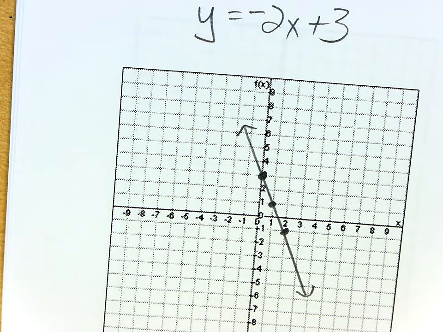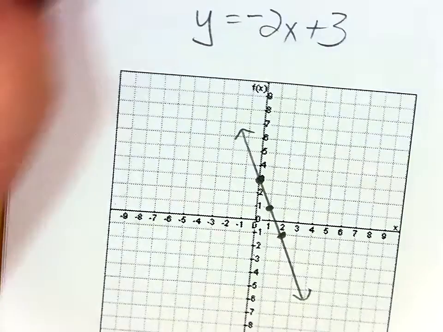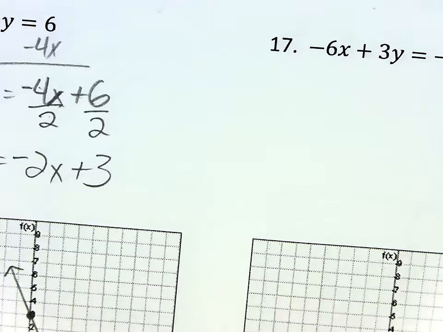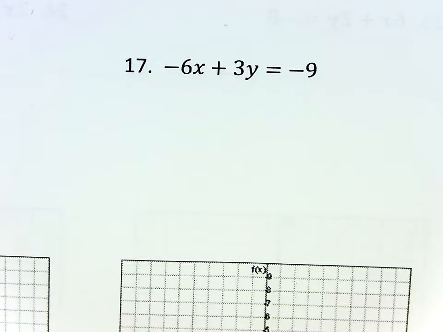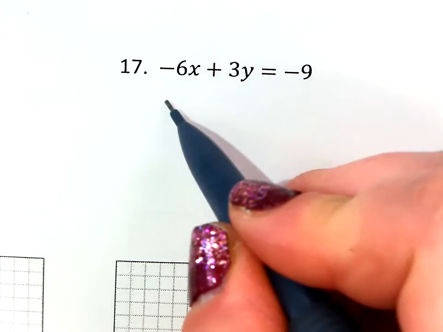Okay, go ahead and try 17. Just try the rewriting it part. Don't graph it yet, but 17, rewrite that one so that it's in slope-intercept form. Yeah. y equals 2x minus 3. That sounds right to me. I don't know because I haven't done it yet.